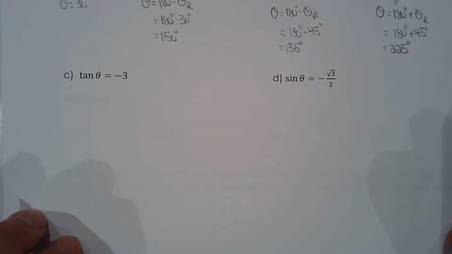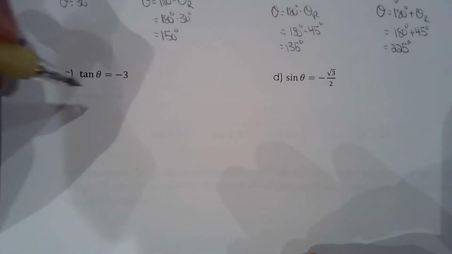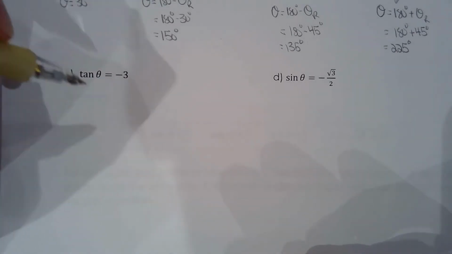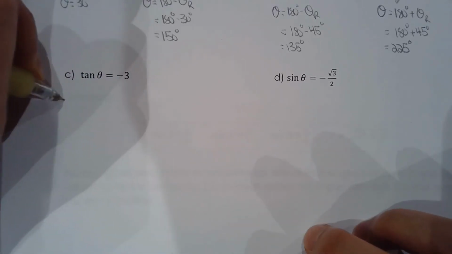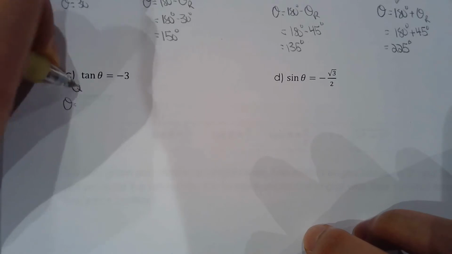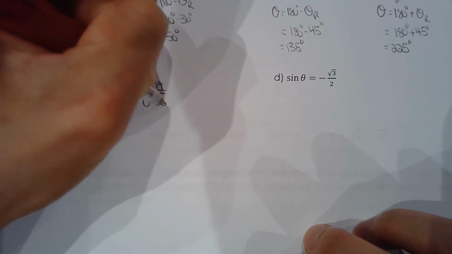All right, moving on. So tan theta equals -3. I'm not going to draw the diagram, but it's either in quadrant 2 or quadrant 4. That's where tan is negative. So theta equals, if it's quadrant 2, we're looking at 180 degrees minus the reference angle. If it's in quadrant 4, we're looking at 360 degrees minus the reference angle.